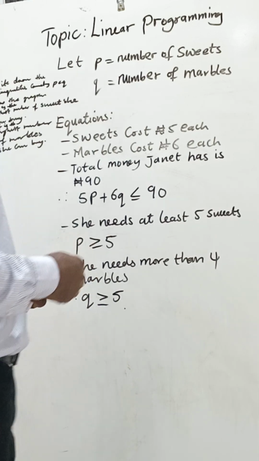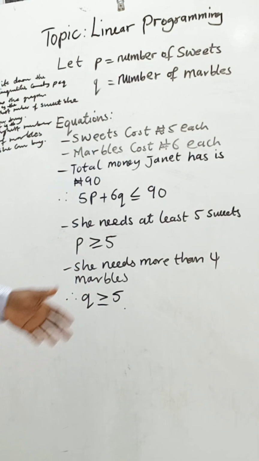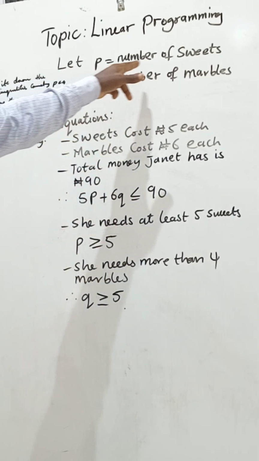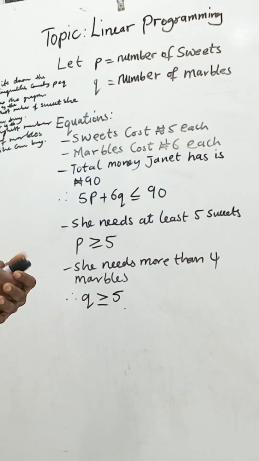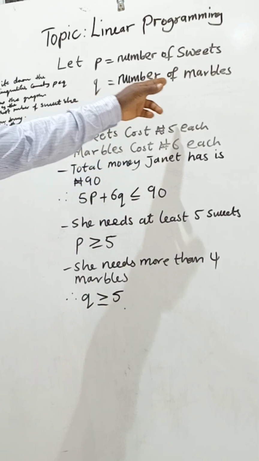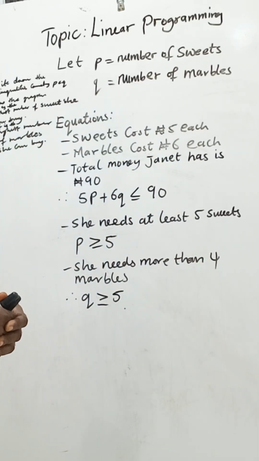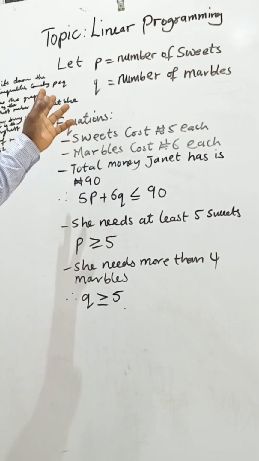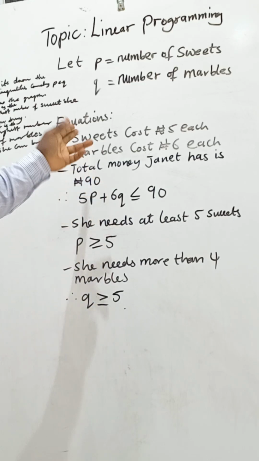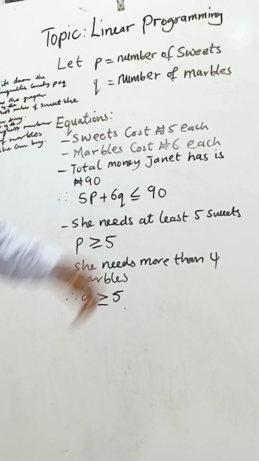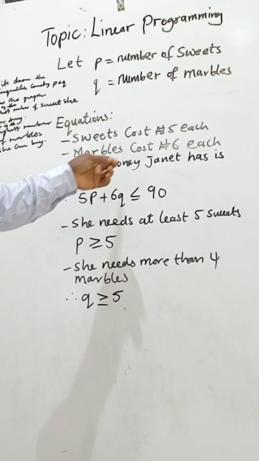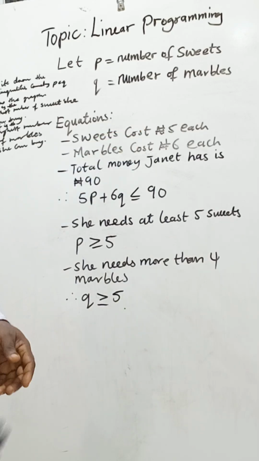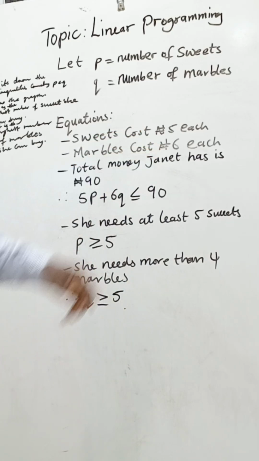Let's do it together. Now, from the question, P is equal to the number of sweets. Q is equal to the number of marbles. The inequality equations from the questions. From the questions, sweets cost 5 naira each. Marbles cost 6 naira each, while the total money Janet has is 90 naira.